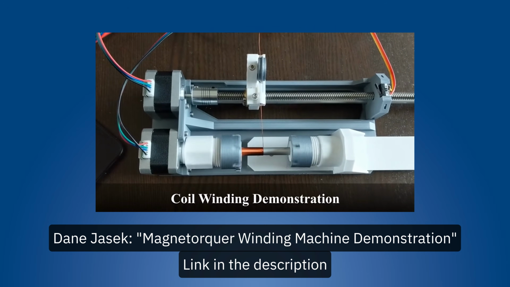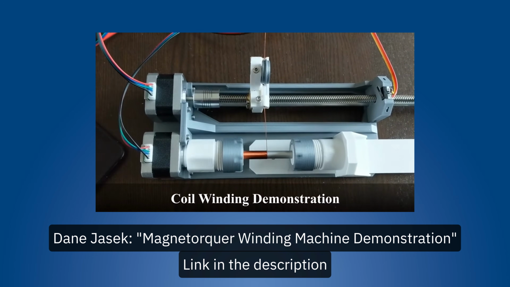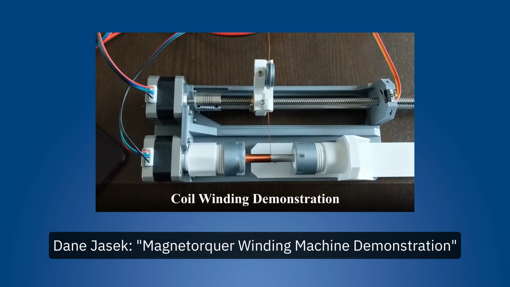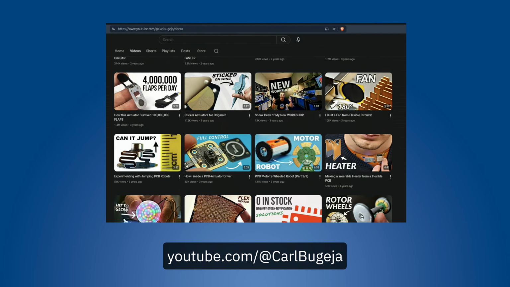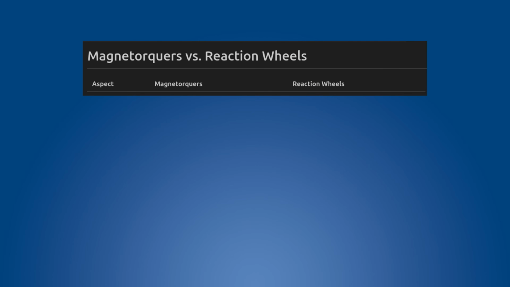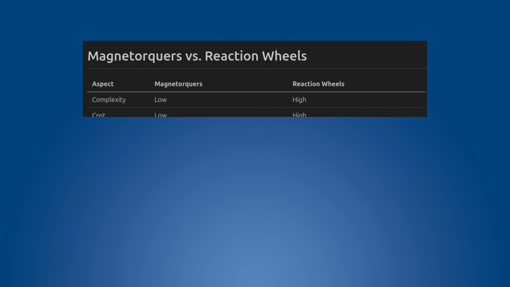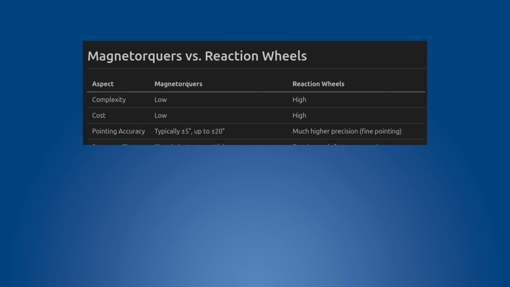I would like to avoid having to wind custom coils, but I have also never worked with PCB coils, so there's a lot to learn. Luckily, there is a bunch of material on PCB coils out there, like Carl Bugeja's excellent channel. The trade-off is that Magnetorquers are much less complex than reaction wheels, but also less precise and slower.